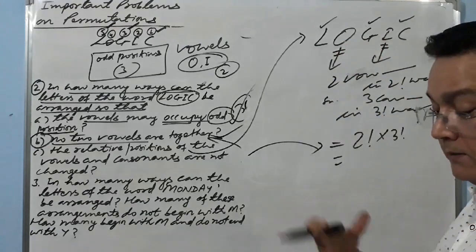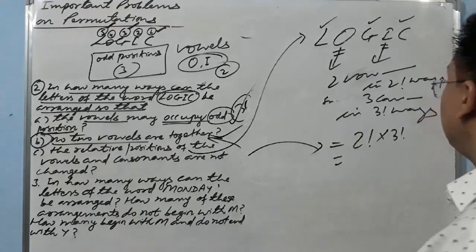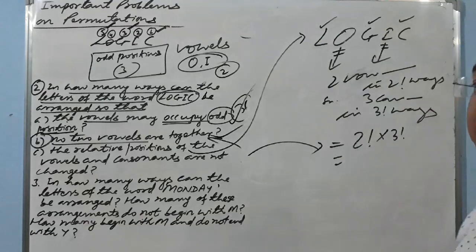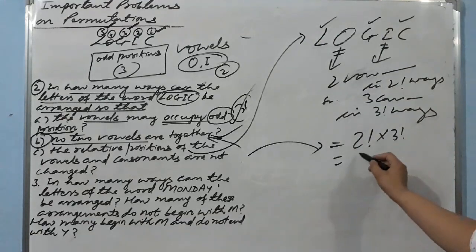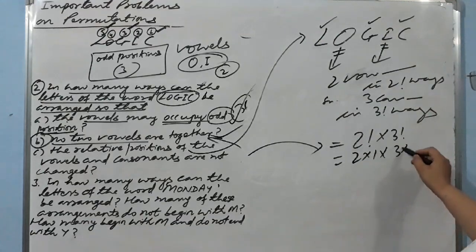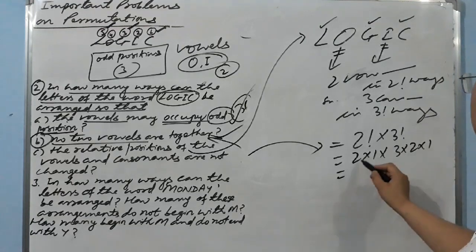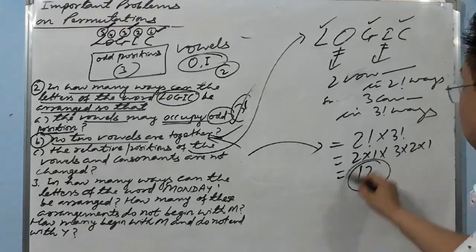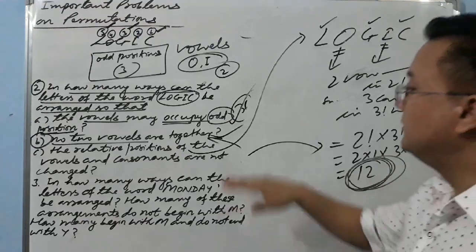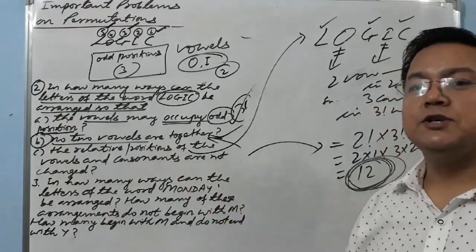Because 2 vowels can interchange their positions in 2 factorial ways and 3 consonants can interchange theirs in 3 factorial ways, right? 2 times 1 times 3 times 2 times 1, 3 times 2 is 6, 6 times 2 is 12. So this is the final answer for this part of this question, alright?